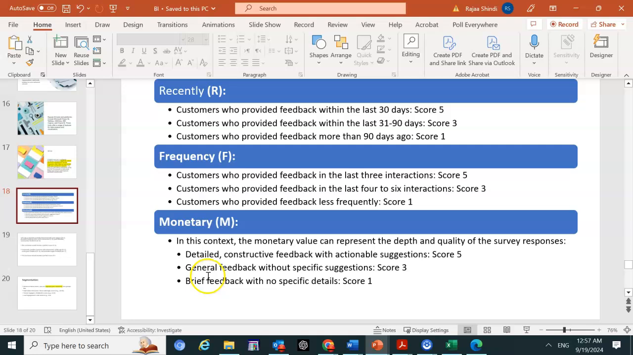But for general feedback without a specific suggestion, where there is some sort of feedback but no actual action, I just score it a 3. And brief feedback with no specific details, pretty brief, one word or two, I'm just going to give a low score of 1.